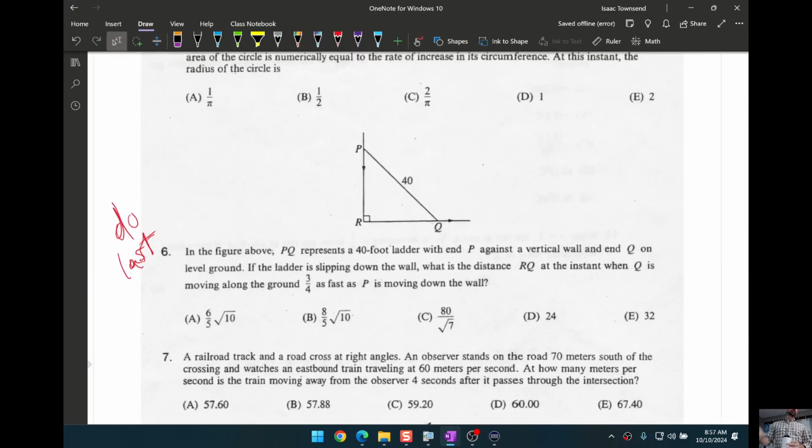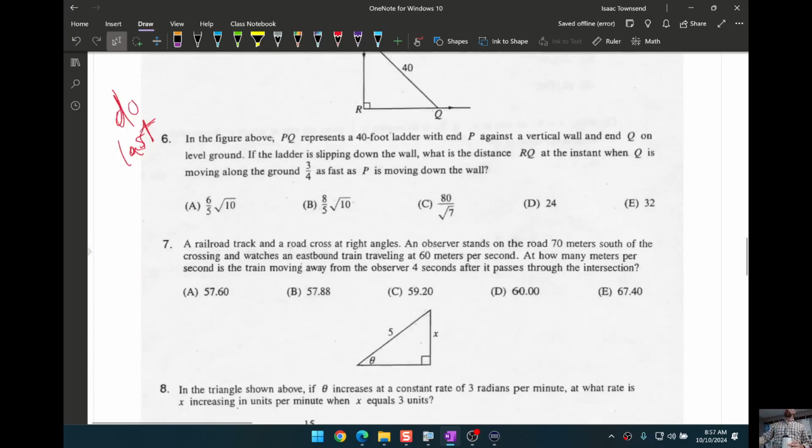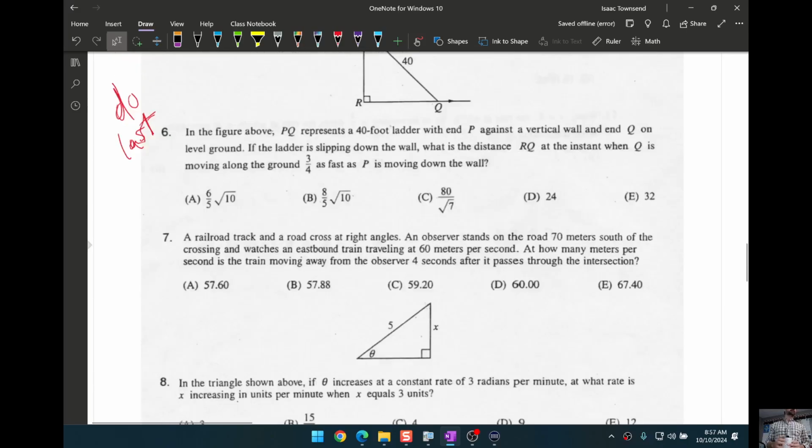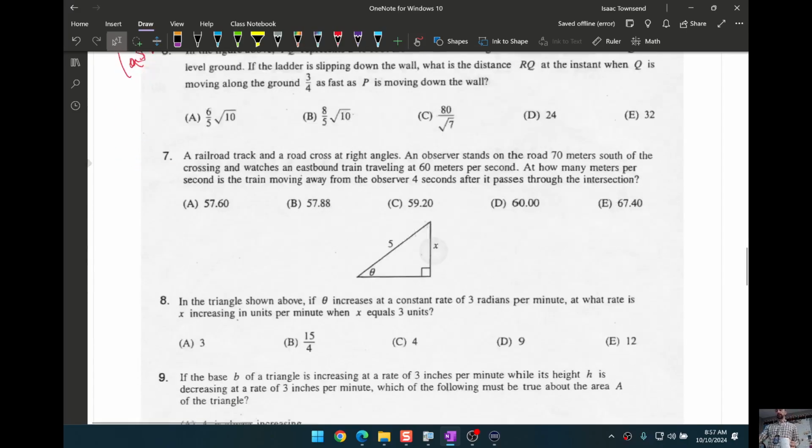Okay, I'd like to save 6 for the last, because I told you to save that one for the last. It's just kind of a pain. But what about 5, 7, 8, or 9? Any of those? Yeah. 8? Sure.